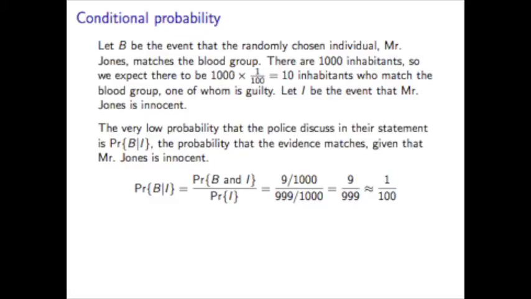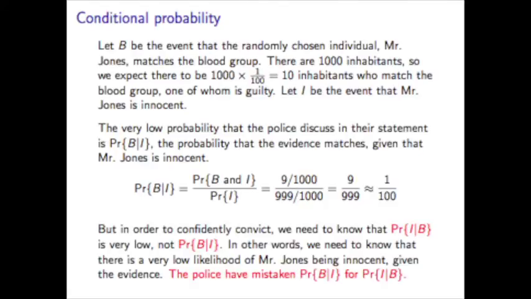So the probability that the police quoted in their statement of 1 in 100 is really the probability that Mr. Jones belongs to the given blood group, given that he is innocent. But of course, that probability is not the one we need to consider if we are going to convict him. If we're going to convict Mr. Jones, then we need to be convinced that the probability of his innocence is low. In that case, the probability that he is guilty is high, and we can convict with confidence. So to convict Mr. Jones, we need to know that there is a low probability of his innocence given the evidence, whereas the police have presented us with the low probability of the evidence given his innocence. So the police have confused the two conditional probabilities.